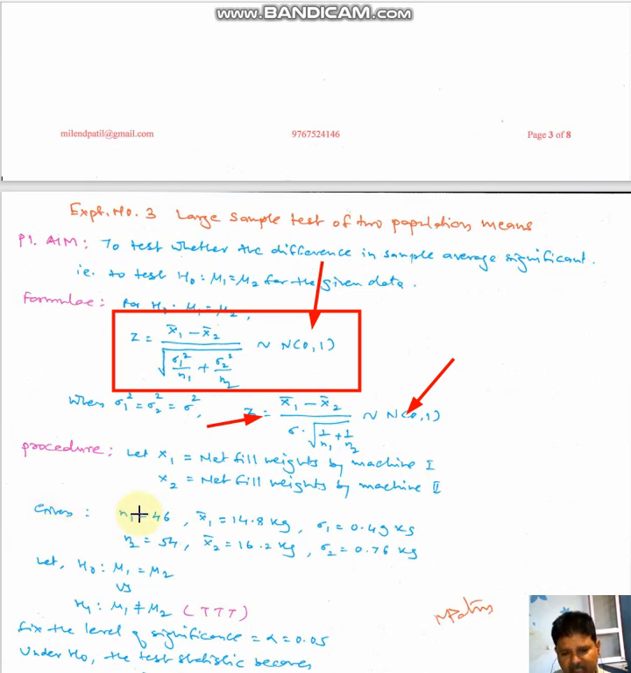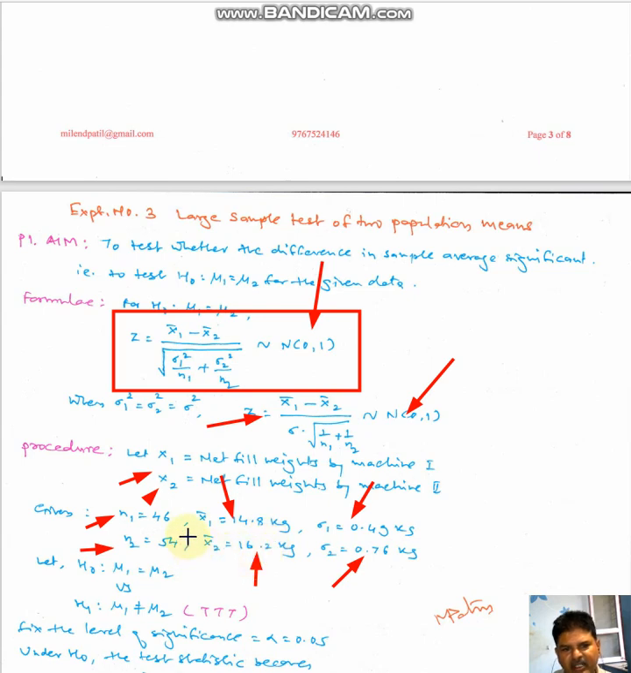So what is the procedure? Let x1 be the net fill weights by machine 1. What is x2? That is the net fill weights by machine 2. What is given? n1 is known, x bar 1 is known, sigma 1 is known. n2 is given since there are two cartons. x bar 2 is given and sigma 2 is given.